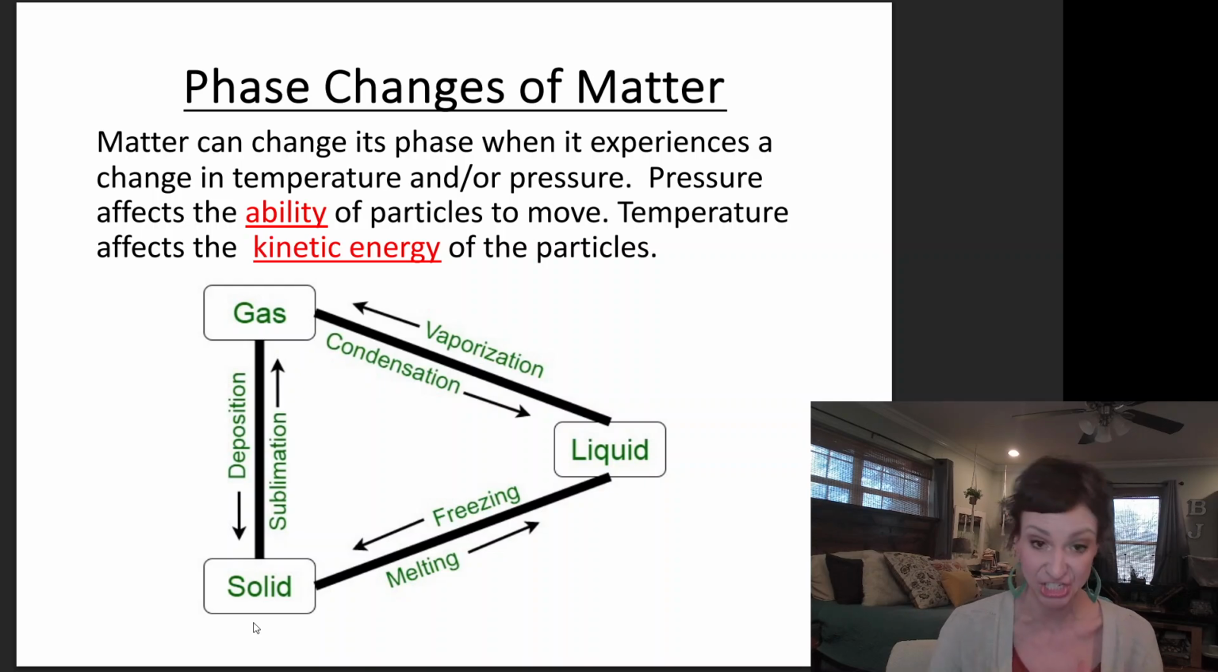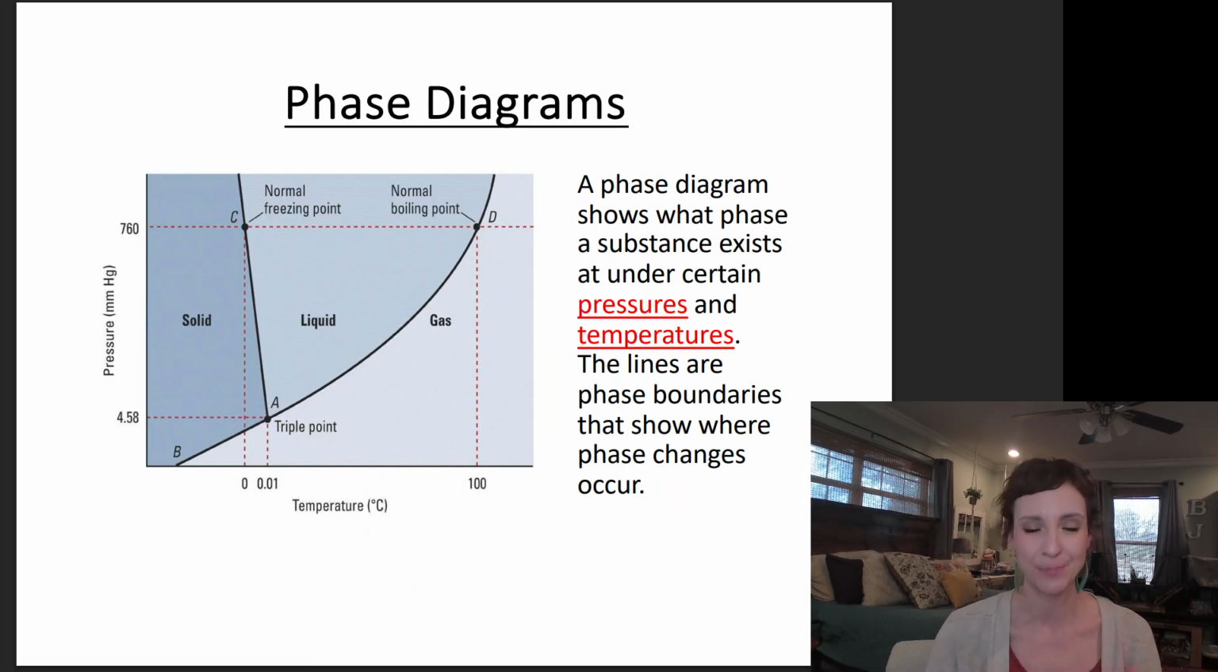So these are the 6 terms for our phase changes of matter that we can do. I talked about pressure and temperature affecting these phase changes. Let's look at some graphs. This is called a phase diagram graph. A phase diagram shows what phase a substance exists at certain pressures and temperatures. So let's just unpack what we are seeing here today.